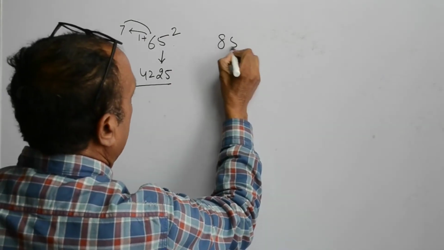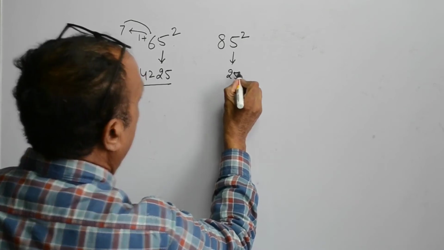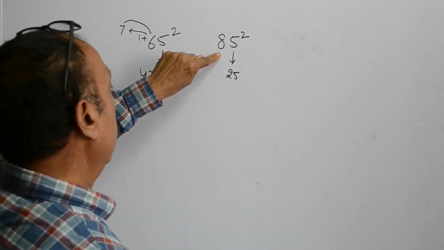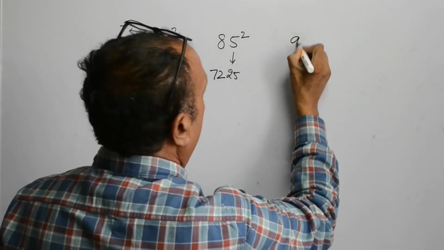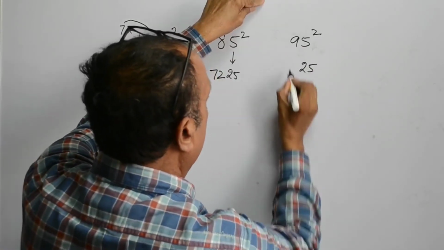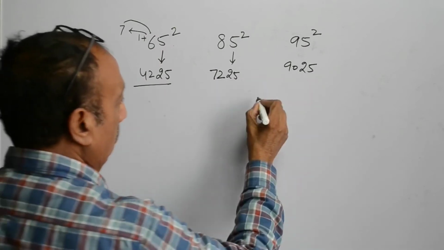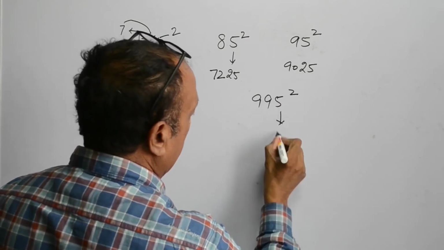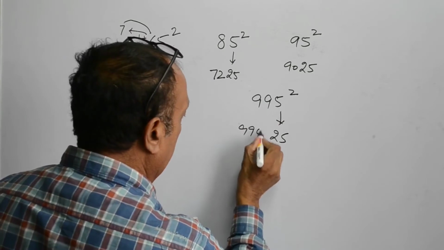To take the square of 85, 25, multiply 8 by the next number 9. 8 by 9 is 72. So the square of 95 is 25, 9 multiplied by 10, so it doesn't stop anywhere. So the square of 995 is 25, multiply 99 by 100, 9900.